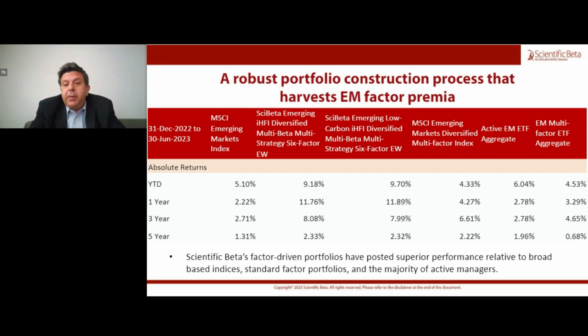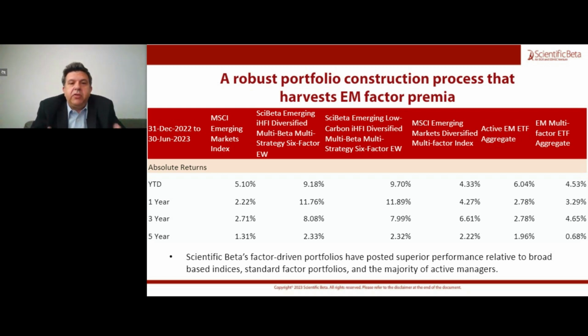And then, interestingly, as I had mentioned before, a lot of active EM managers have been coming under a lot of pressure due to underperformance. And you can see the reasons why in the last 2 columns, where their performance has really been inferior to our factor strategy, and really is a source of the criticism that they've been getting. And so we see here we've got the active EM ETF aggregate. So this is an aggregation of the largest active EM ETFs. And then you also have an aggregation of the largest EM multi-factor ETFs. And you can also see that those strategies underperform.